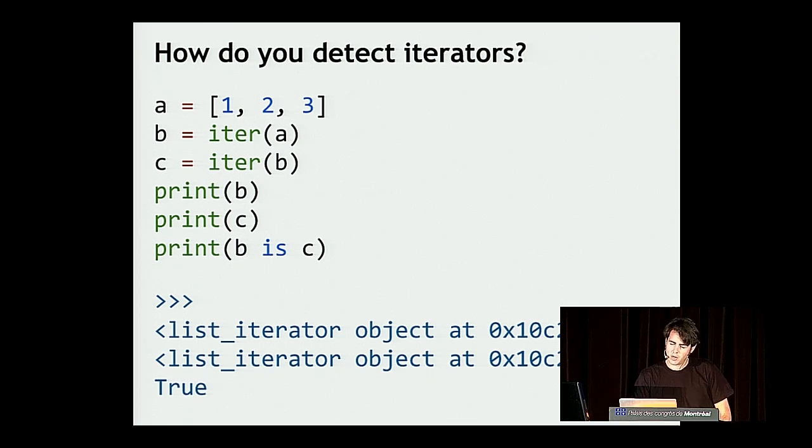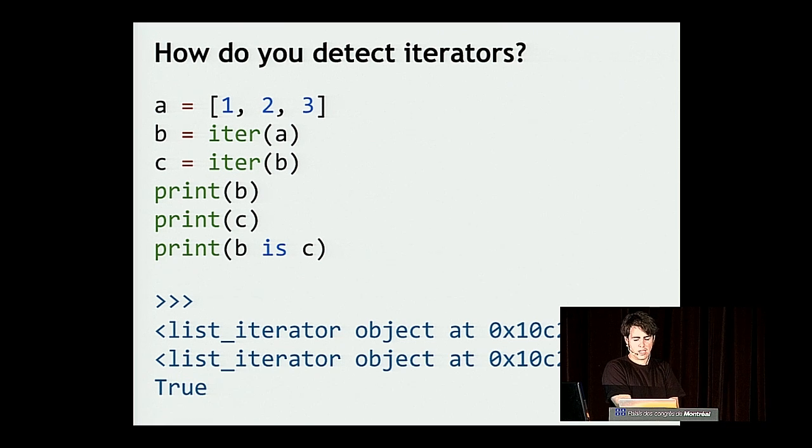So let's talk about the Iterator Protocol really quickly. How do you detect an iterator? What does an iterator really do? So iterators let you go through a sequence one step at a time. What's interesting about them is there's this thing called the Iterator Protocol that Python has that lets you inspect something and determine whether or not it's an iterator.